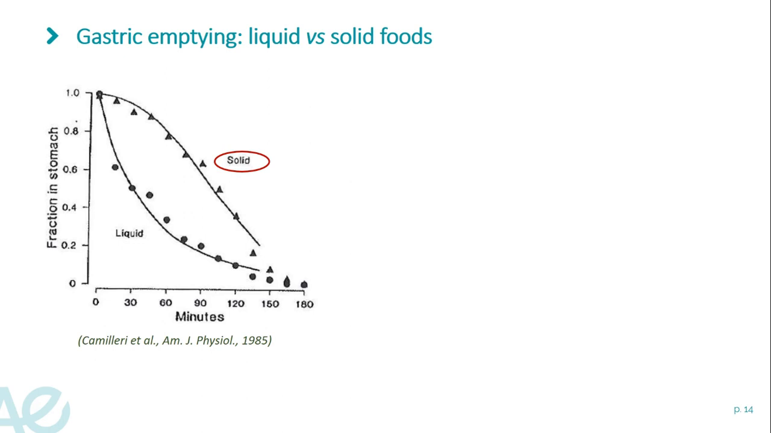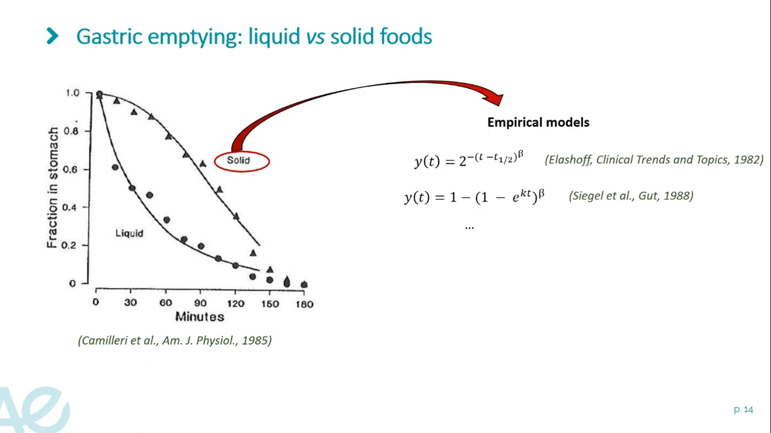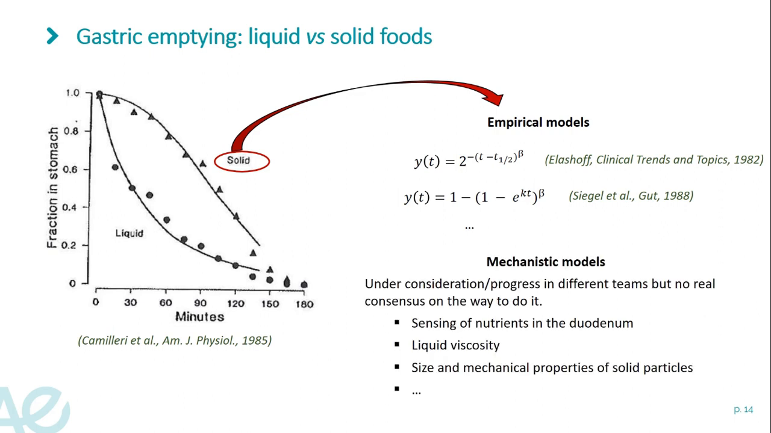So if the behavior of liquid foods can be fairly simulated, it is not the same for solid foods, which are characterized typically by a lag phase initially in the gastric emptying curves. There have been some empirical models proposed in the literature from Elashoff, Siegel, and others, but we still miss a more mechanistic representation of this phenomenon.